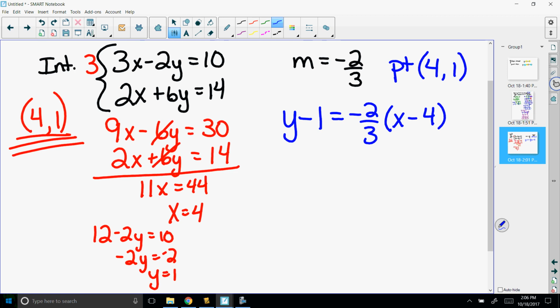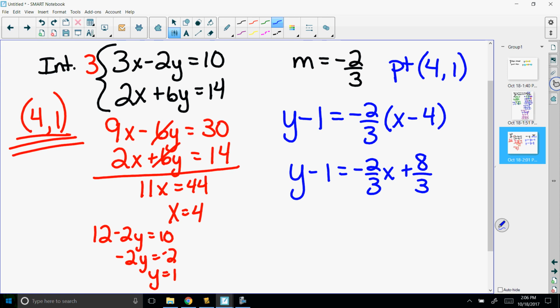Now they want you to put it in a particular format, right? What is that particular format? Thank you. AX plus BY equals C. Well, how can I do that? Let's just distribute that first. If I distribute that, I get y minus 1 is equal to negative 2/3 x, and then I get plus 8/3.